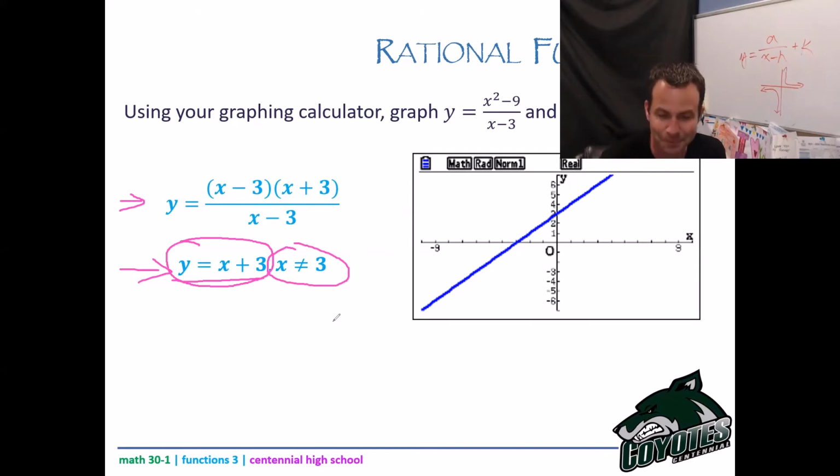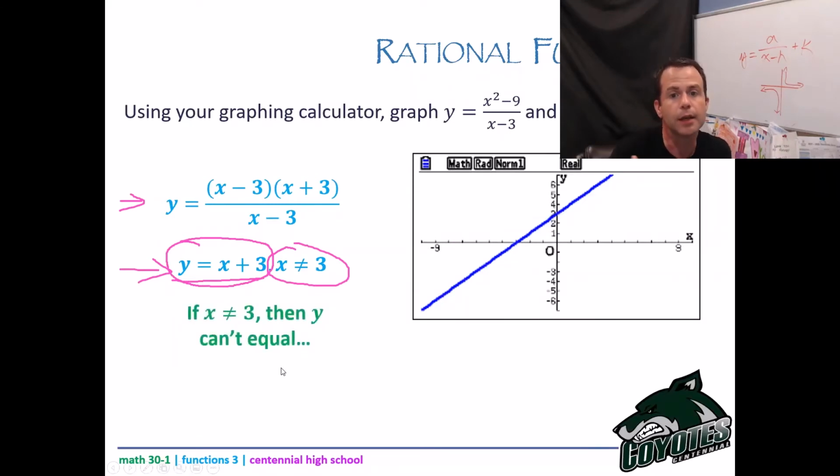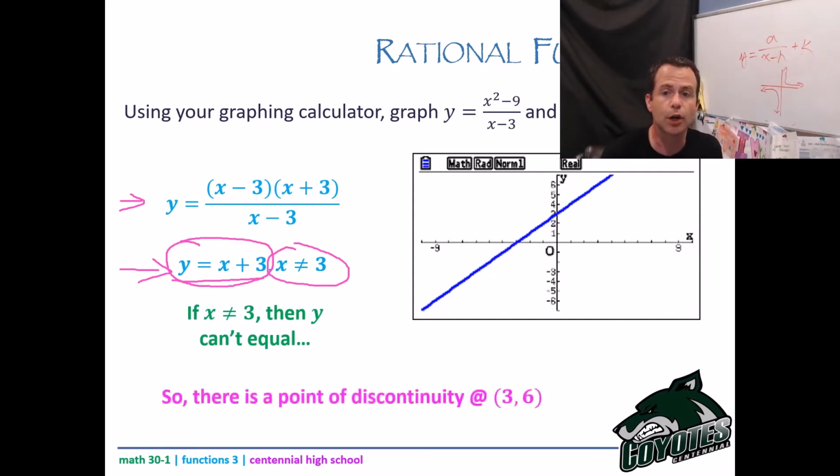Okay, so, sorry, I need to get my mouse back working here. If x can't equal 3, then y can't equal, well, if I plug in 3, I get 3 plus 3 is 6. So that tells me there's a point of discontinuity in this graph at (3, 6). Okay, this also tells me that not every factor in the denominator is going to create a vertical asymptote. Here, we have a factor in the denominator, and it did not create a vertical asymptote. It created a point of discontinuity.